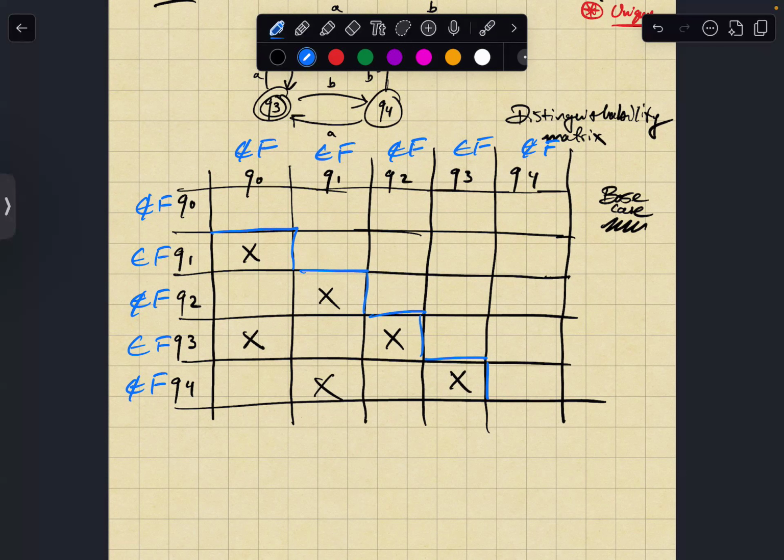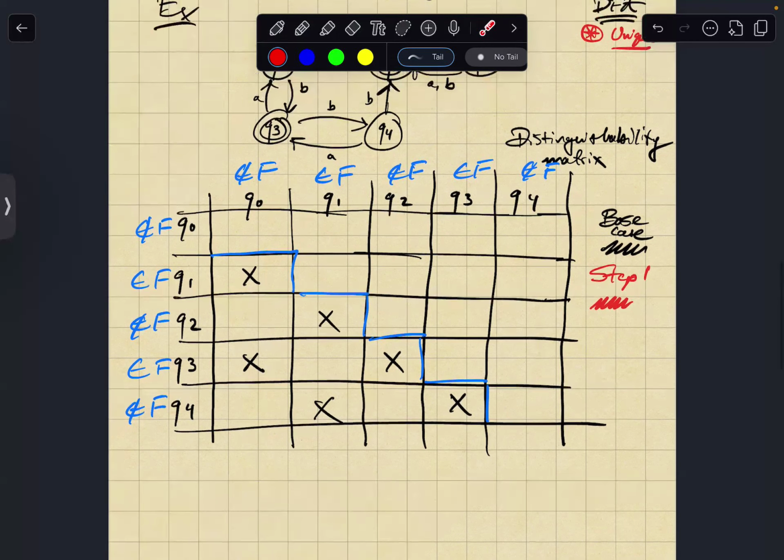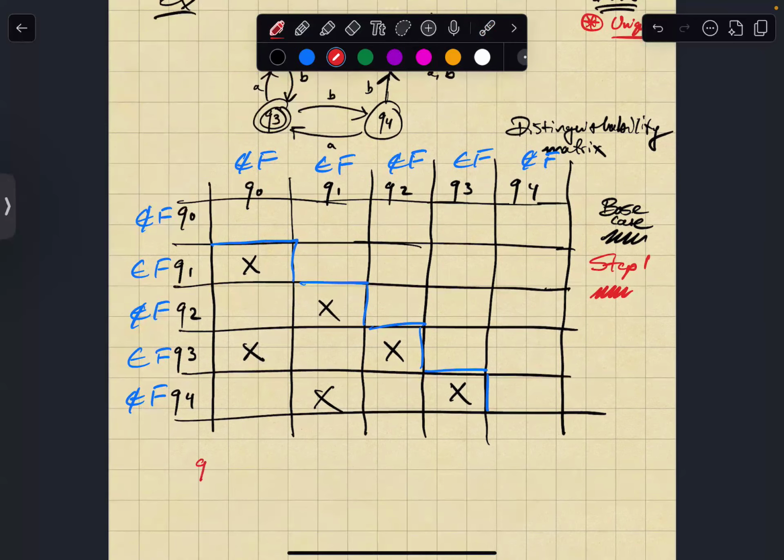For the recursive case, I'm going to take multiple steps. I'm going to talk about the stopping condition later. Let's do step one of the recursive case in red. So how do I do the recursive case? Well, now I look at all of the states which are not marked, and I check whether they go, reading the same letter, to a pair of states that is distinguishable. So this is what I'm going to check. For instance, let me check Q0 and Q2. So I'm doing this cell, checking if I should mark this cell with an X.